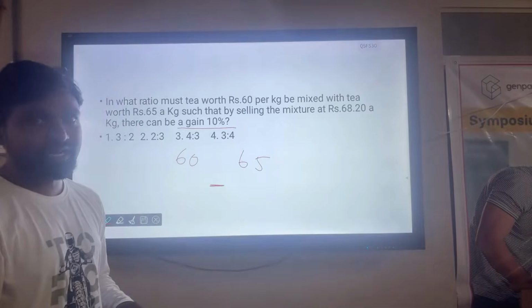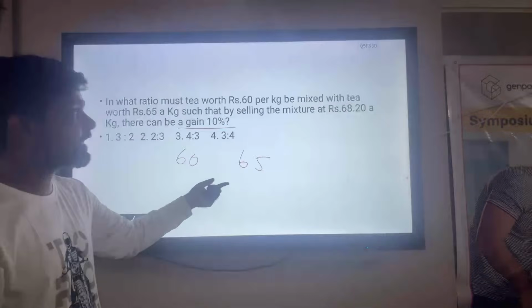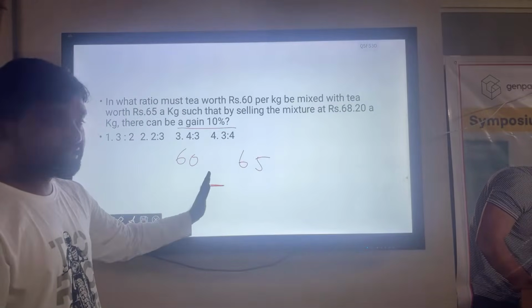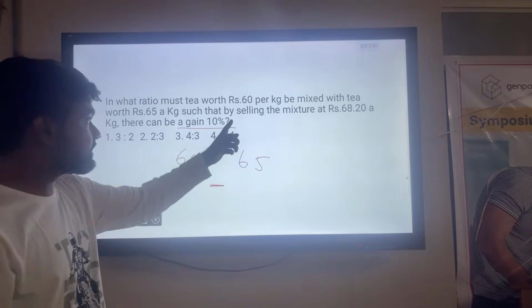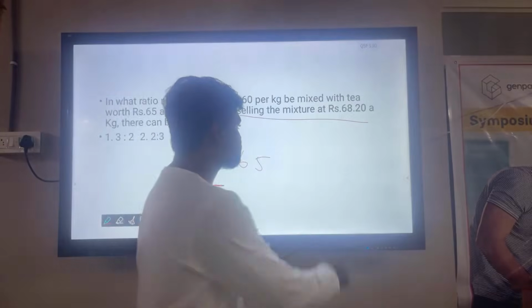In between you have to write the cost price here. This is very important. You should not write 68.2 there. You have to write the cost price. This is the selling price. First you have to write the cost price of it.